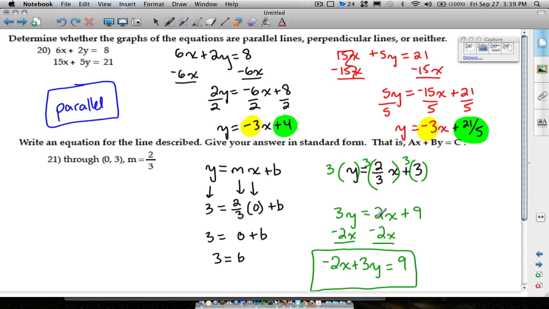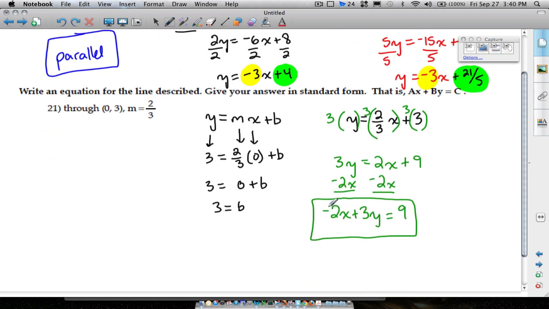Some people prefer to have that x term positive. It does not bother me. But some instructors may say, hey, that x term or the coefficient of x needs to be positive. That's not a big deal to me. You can leave it. As long as you get numbers that are not fractions, I'm happy. Integer coefficients is what these things are called, because these are integers. So that is standard form.